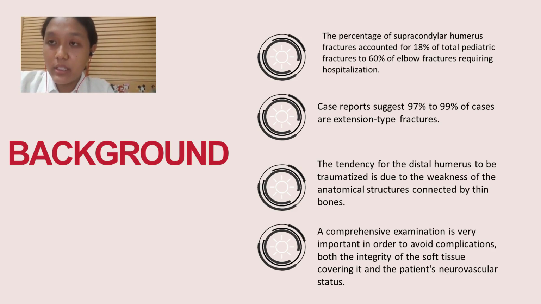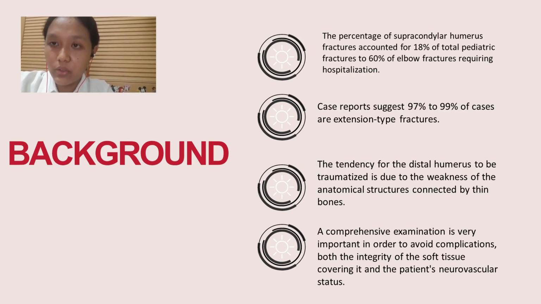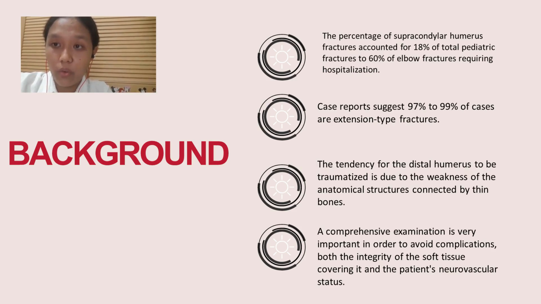The tendency for the distal humerus to be traumatized is due to the weakness of the anatomical structure, connected by thin bones. A comprehensive examination is very important in order to avoid complications related to the integrity of the covering soft tissue and the patient's neurovascular status. On physical examination of the injured arm, there is swelling and shape deformity, and if the injury is more severe, there may be signs of wrinkling in the patient's antecubital fossa. Of course, this complication disrupts the child's cosmetic appearance in their life.